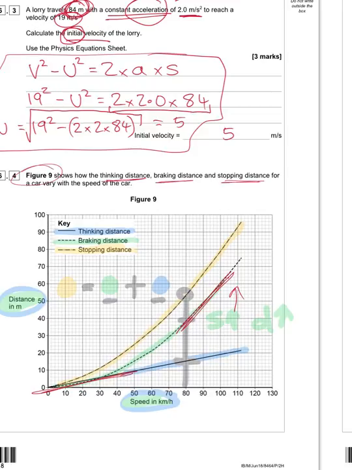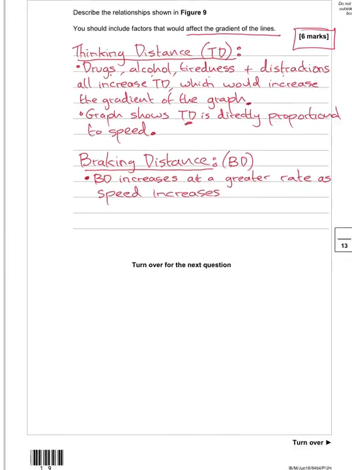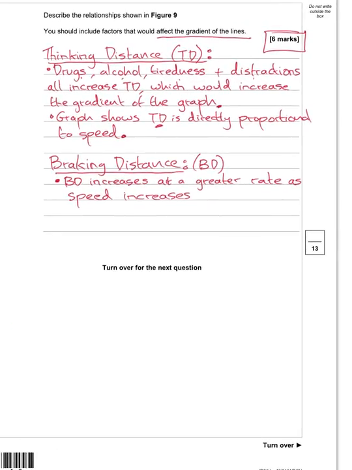Any curve that curves up is showing a shallow gradient at the beginning and a greater gradient at the end. So the way that I put that in an answer is to say that the braking distance increases at a greater rate as speed increases. That's not saying it's directly proportional, you're talking about the rate of change increasing.